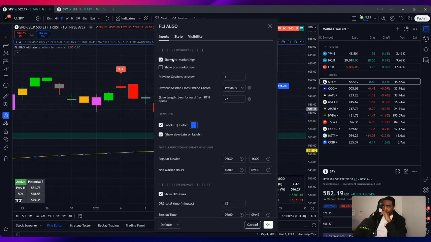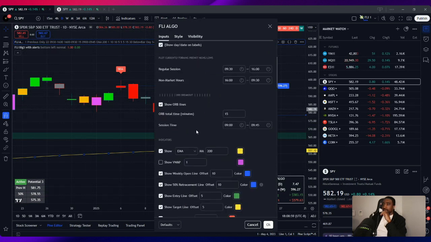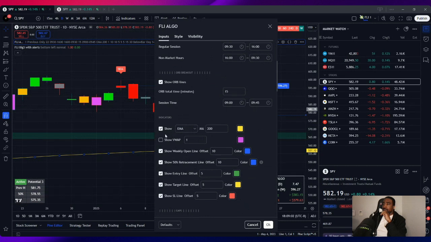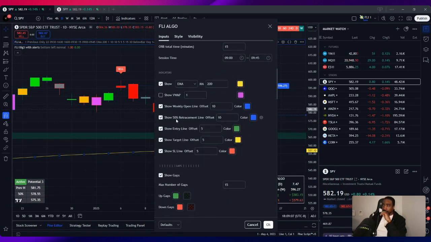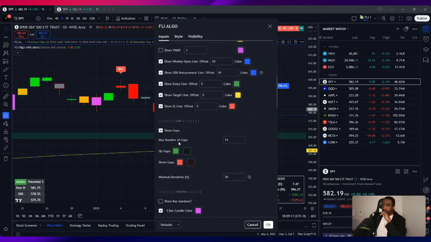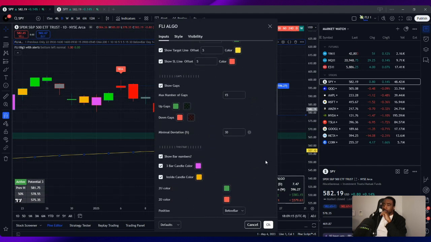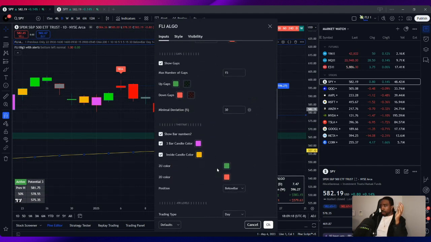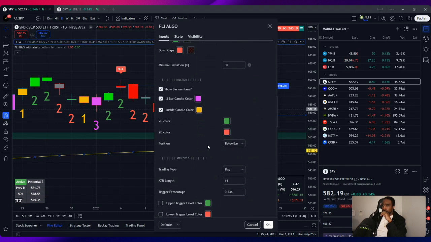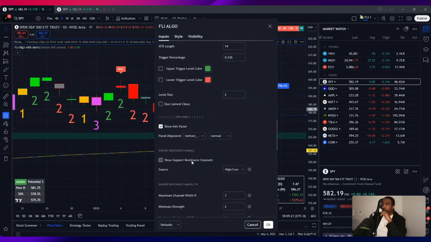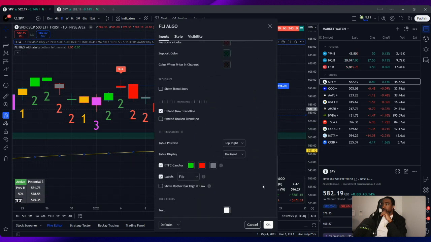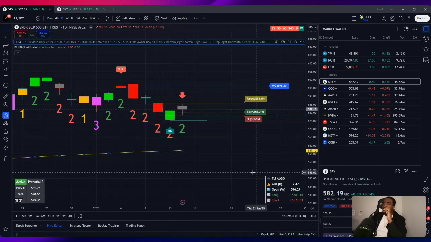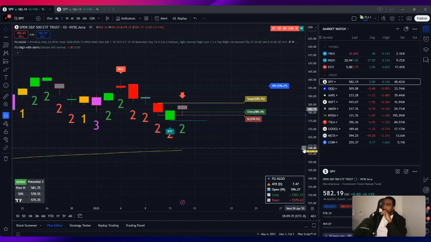So I can cut off the pre-market levels. I can scroll down. I can turn off the 200, but I'm going to leave them on the 200 for now. You could turn off the weekly open, the 50% retracement. You could turn off the entries if you wanted to. You could turn off the gaps, but we're going to leave the gaps. I like to turn on the bar numbers. You know, for all my strategers out there, I like to turn on the bar numbers. But you could turn off support and resistance, and you could turn off the trend lines. So that will make it a little bit cleaner for you on your charts, right?